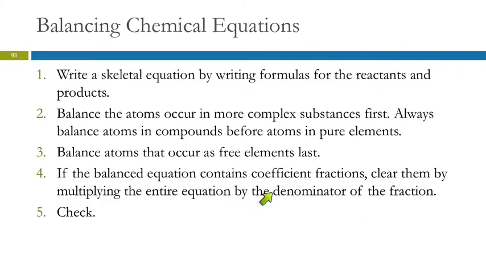You can end up with fractions as coefficients. Most students don't like to do that. A lot of students think that fraction is an F word. So you would have to clear the fractions. The coefficients need to be whole numbers, and they should be the lowest ratio. And then you should always check your work at the end, because sometimes you overlook something. And if you go back and check your work at the end, you can catch that mistake.